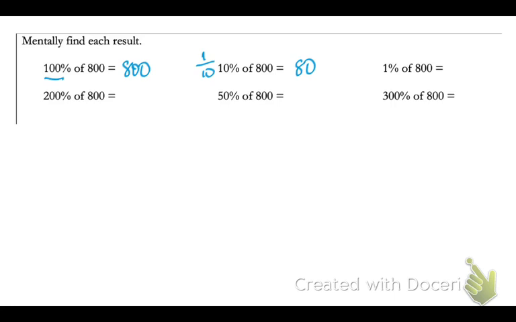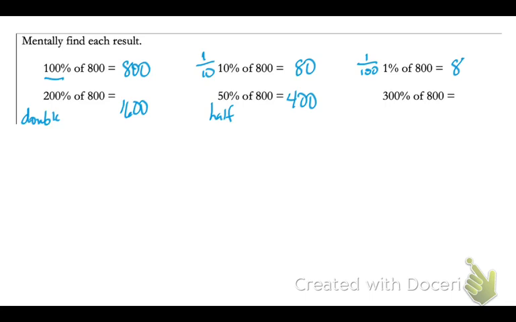Now 1% of 800 is 1/100th. So again, you can think of that the same way as what number times 100 would give me 800. Well, that is simply 8. 200% of 800 would actually be 800 doubled. So 800 doubled is 1,600. 50% of 800 is half. So if we take half of 800, that would be 400.